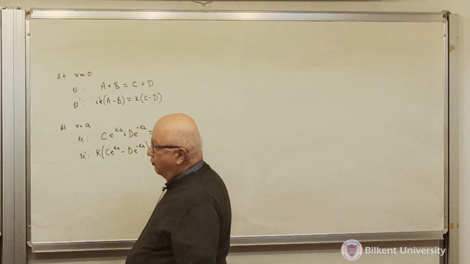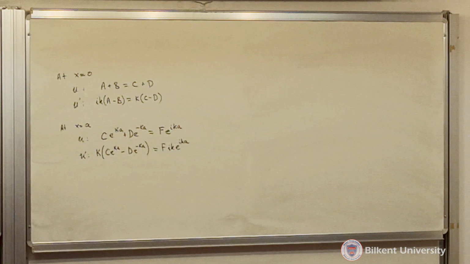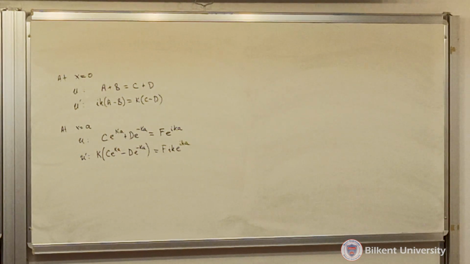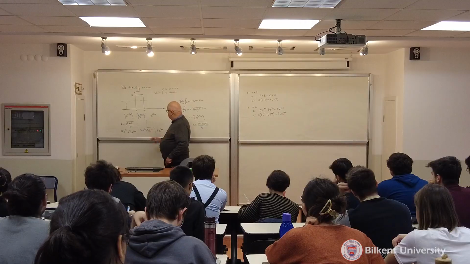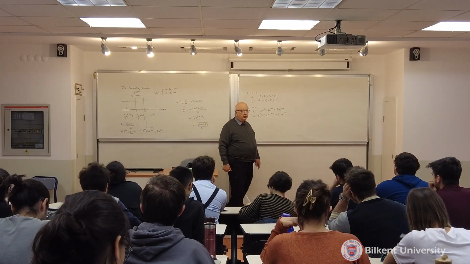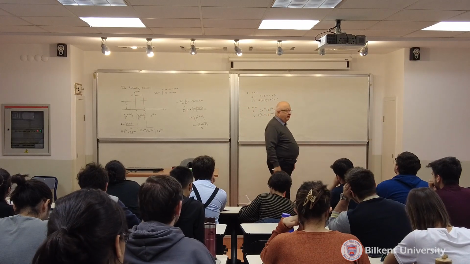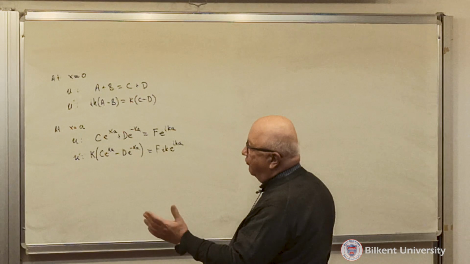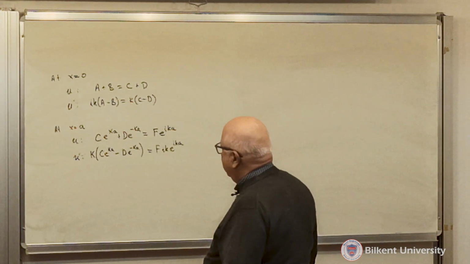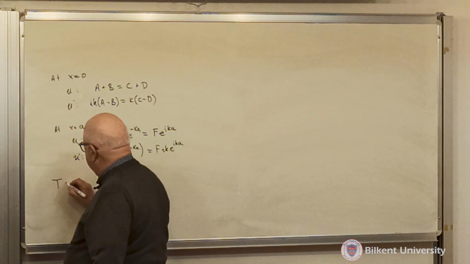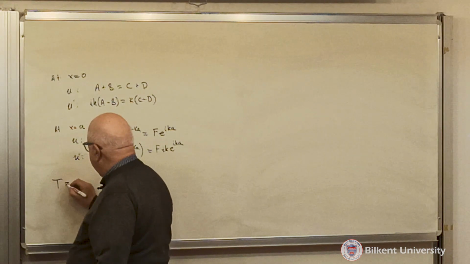Okay, what are the 4 unknowns? A is considered to be known, so B, C, D, and F are considered as unknowns, and I determine them in terms of A. And once I determine them in terms of A, for example, if I'm interested in the transmission coefficient, remember what the transmission coefficient is.